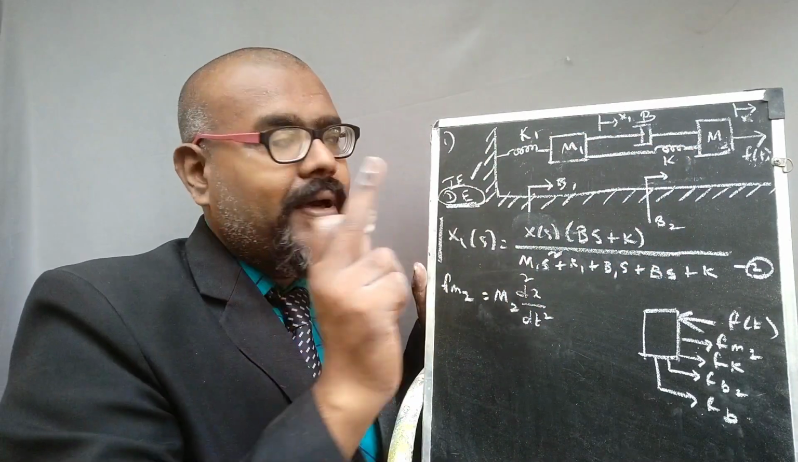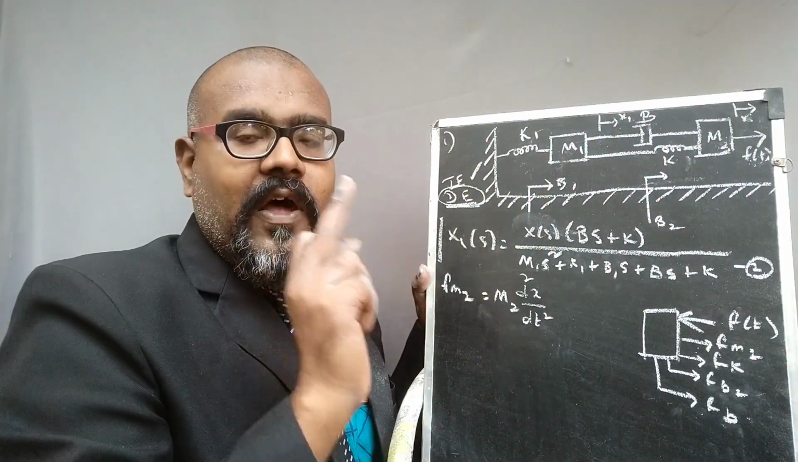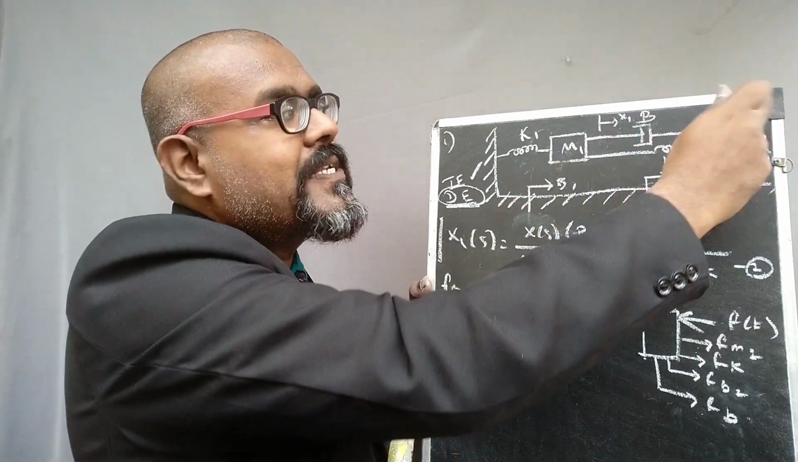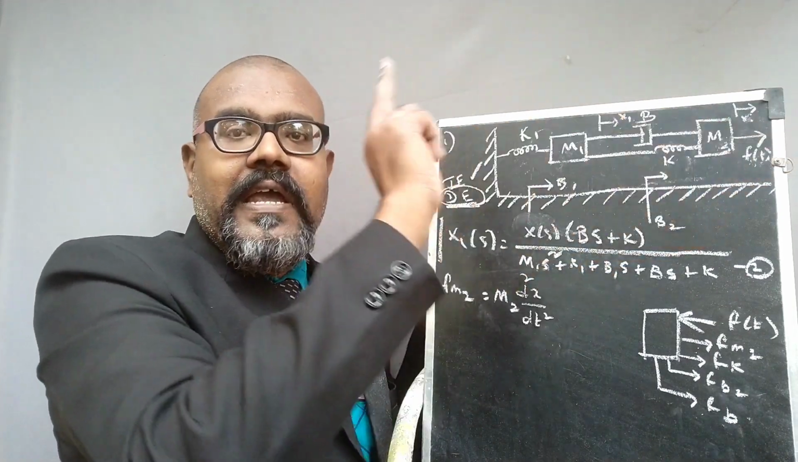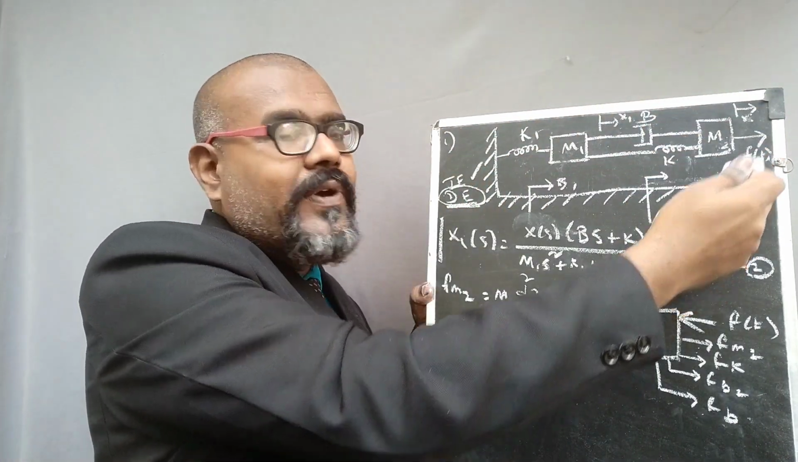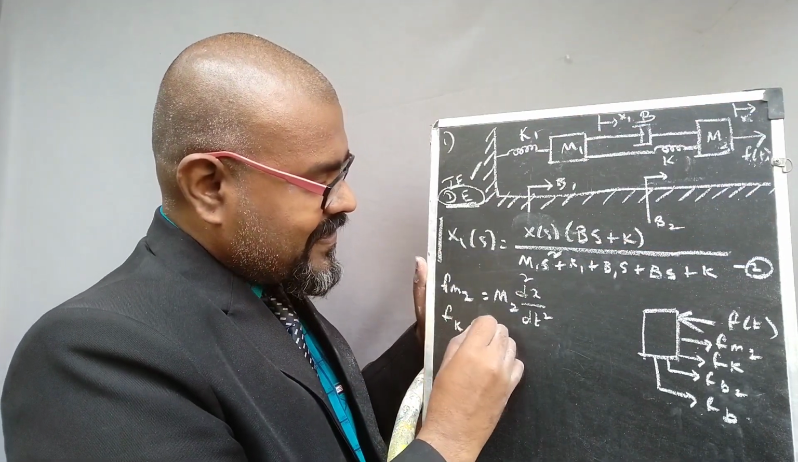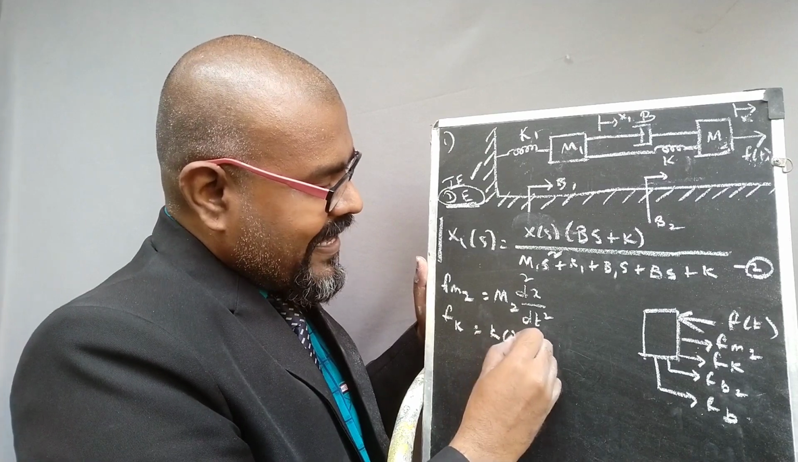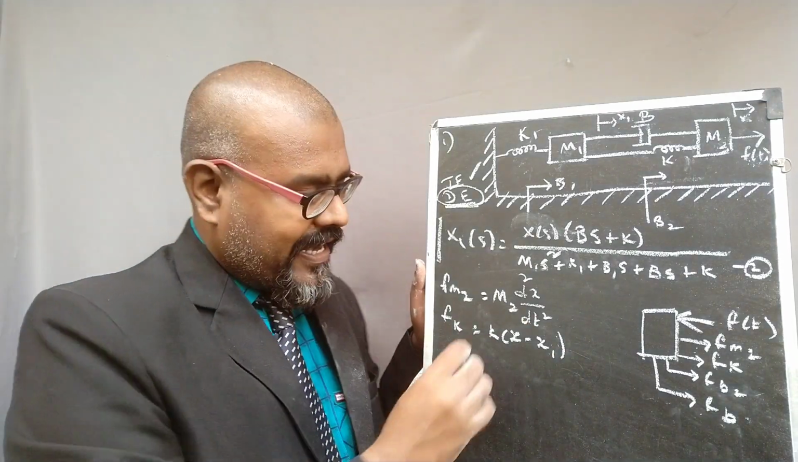Then the next opposing force is k. The k, remember, has the displacement x1 and also x. Now we are able to calculate only the displacement of x, so we need to subtract x1 from x. In the previous m1, what we did is x1 minus x. But here we need to do x minus x1. So fk is equal to k into x minus x1. Please remember, x minus x1, k.